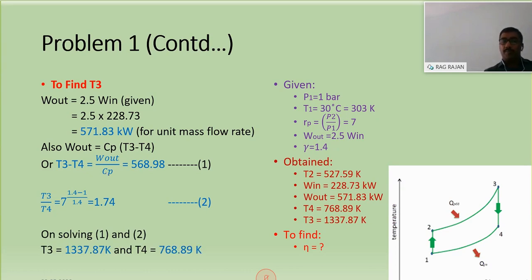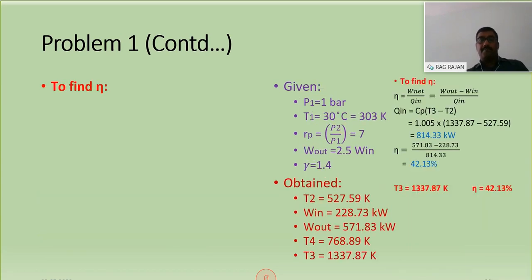Solving 1 and 2, simply you can solve this and you will get T3 is equal to 1337.87 and T4 is equal to 768.89 Kelvin. Okay. Of this, the first value, that is T3, is the first part of the question. Now we have to find out the efficiency.